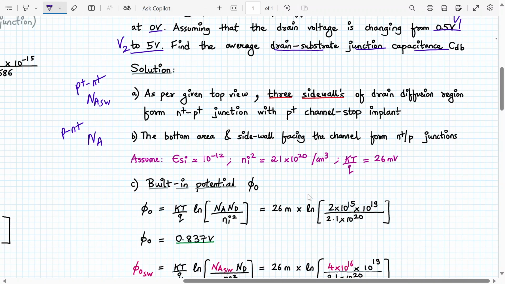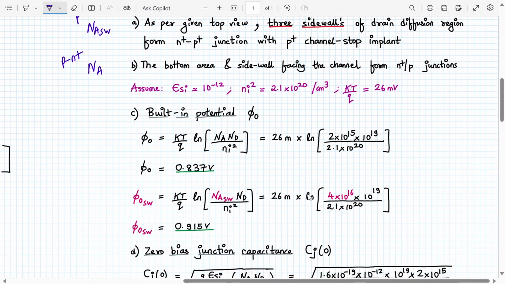Okay. So first we'll find out the built-in potential given by the formula kT by q ln of Na Nd upon ni square. So we got it as 0.873. Then we'll again find the built-in potential for side wall also. Okay. So we'll find phi naught and phi naught SW, because we will require the side wall built-in potential also.